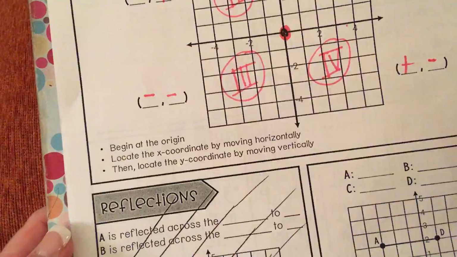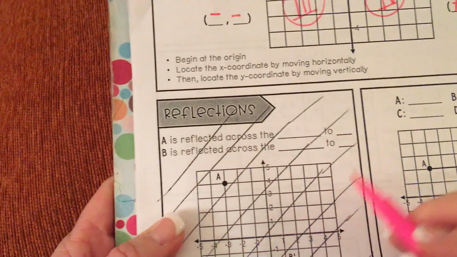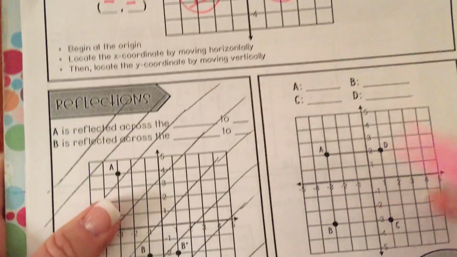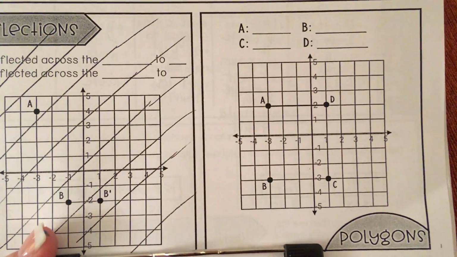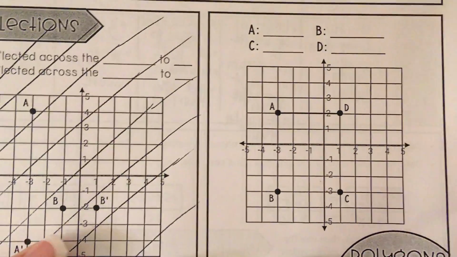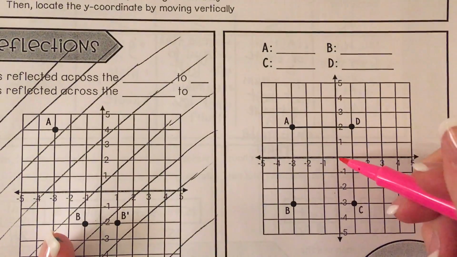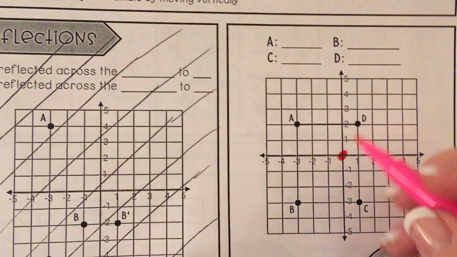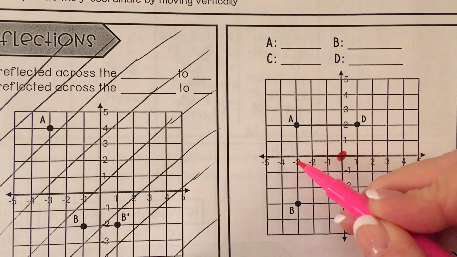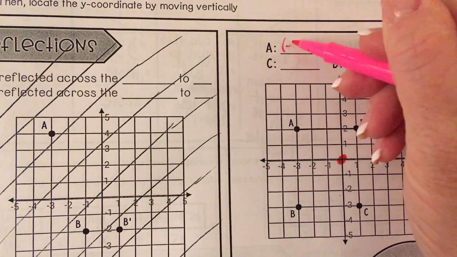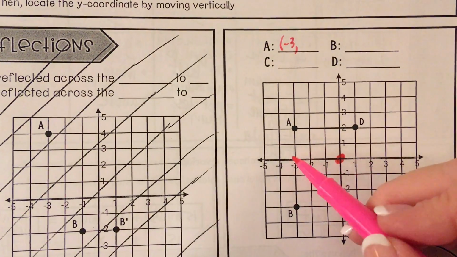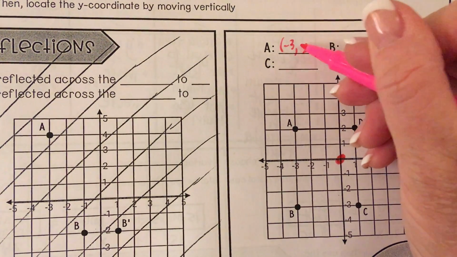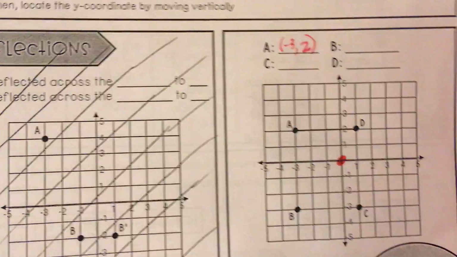Okay. We're not going to do reflections, but let's talk about what these numbers are here. Let's zoom in a little bit on this. Point A, to get the coordinates for it, we always start here. It's negative 3. You might as well write that down before I forget. Negative 3, and then up 2. So it's negative 3, positive 2.